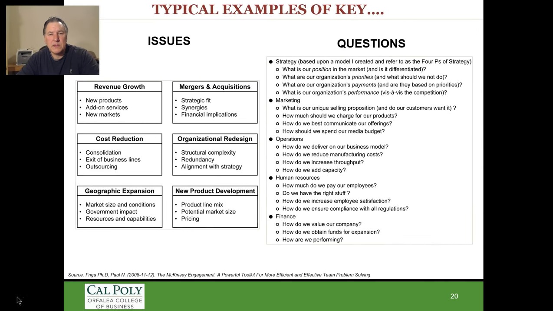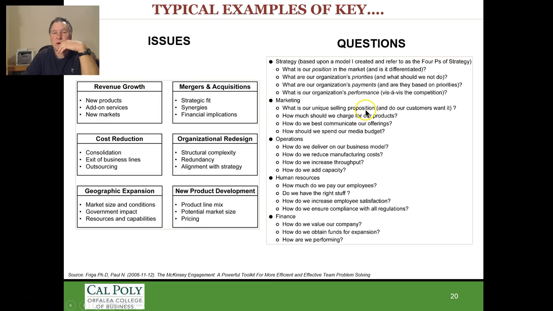So let's talk about framing and what you need to think about. You need to think about issues. In business, it can vary from revenue growth, cost reduction, geographic expansion, merger acquisition, organization, or new product development. Tied to this are a number of key questions. Since this is a marketing class, probably the second bullet will be most relevant.